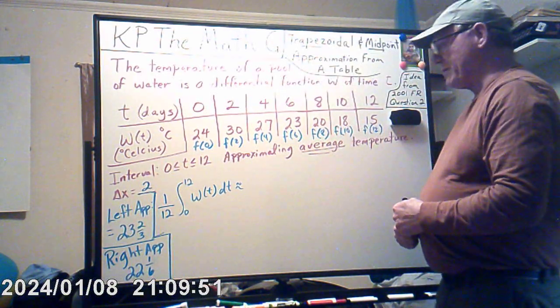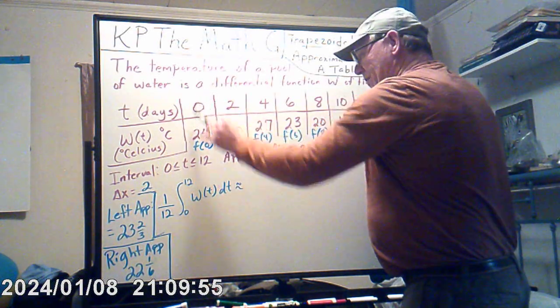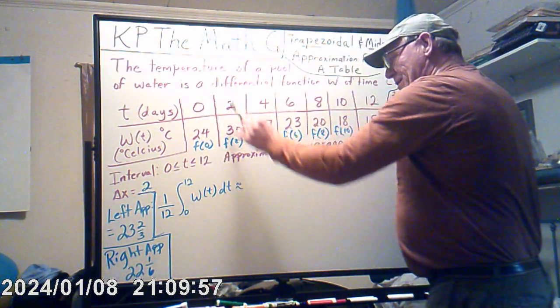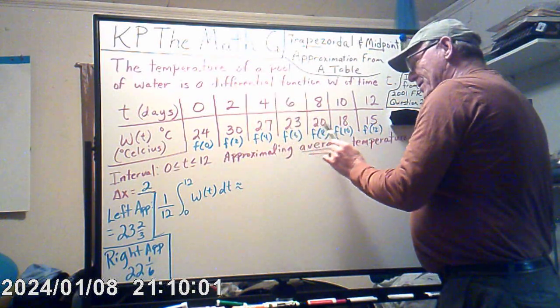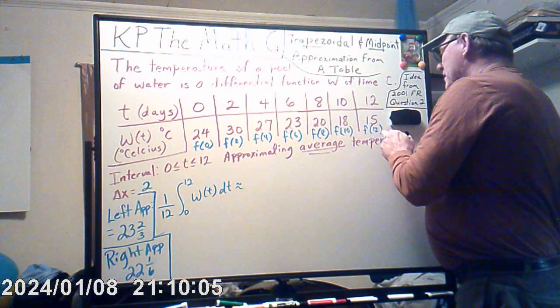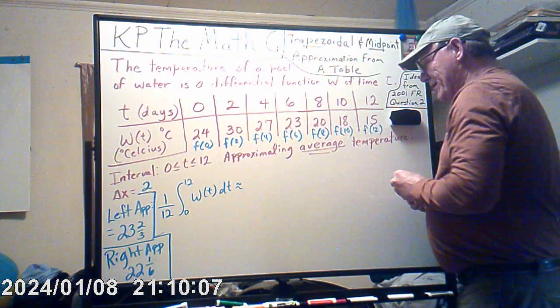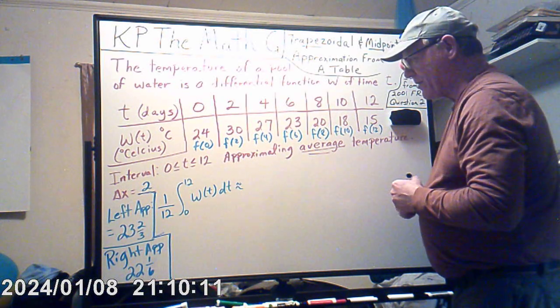Let's get started. By the way, if this is 0, this is F at 0. If this is 2, F at 2, and so forth. 4, F at 4, 6, F at 6, and so on, all the way to F at 12. Alright. Now let's go ahead and start.